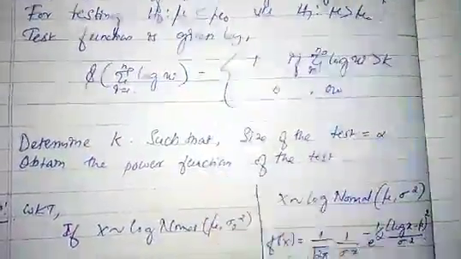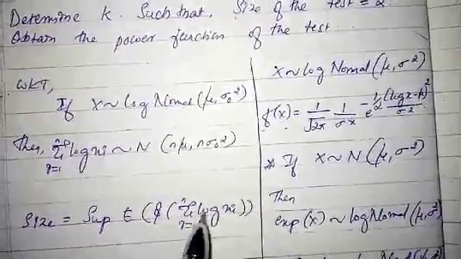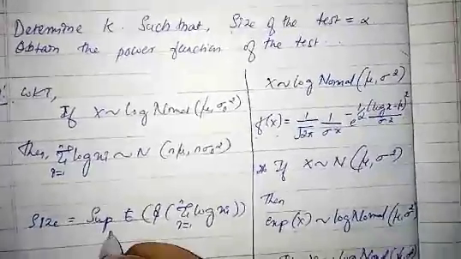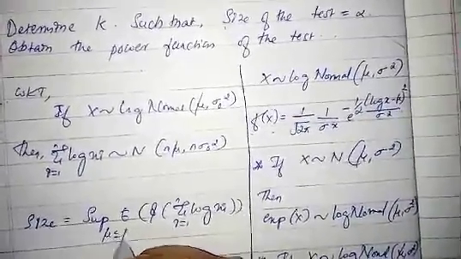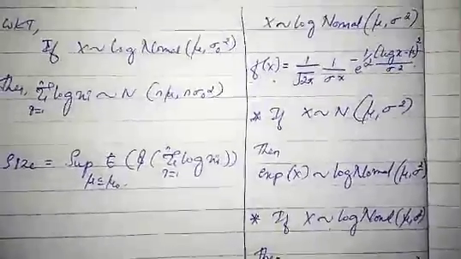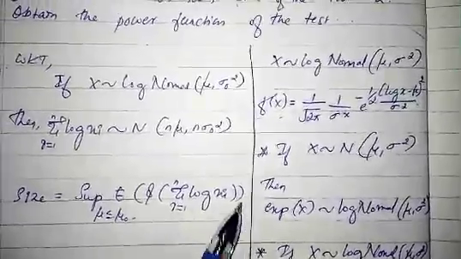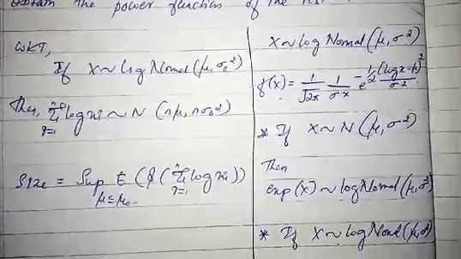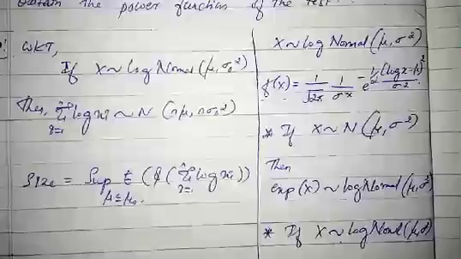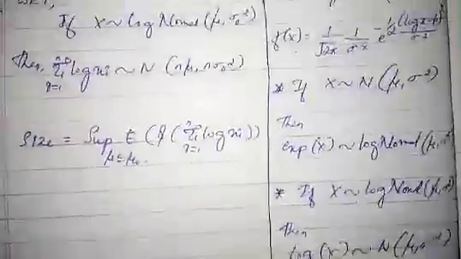What is H naught here? H naught is mu less than or equal to mu naught, right? Then here supremum expectation of phi of summation log xi under H naught, that means mu is less than or equal to mu naught, right? So here we have to find out for which value of mu expectation of phi of summation log xi attains supremum value, right? For that we have to continue the same procedure we wrote in the last problems, right?